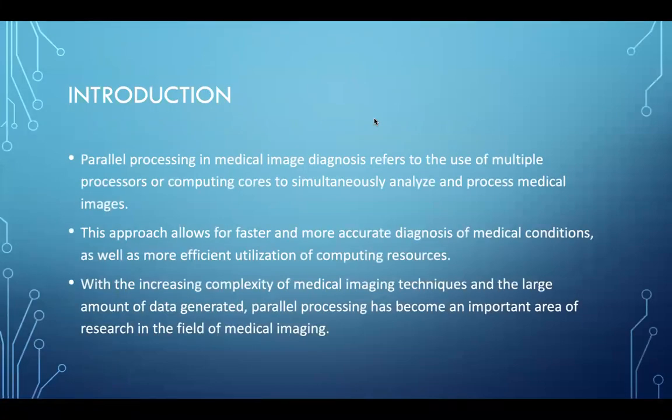Parallel processing in medical image diagnosis refers to the use of multiple processors or computing cores to simultaneously analyze and process medical images. This approach allows for faster and more accurate diagnosis of medical conditions, as well as more efficient utilization of computing resources. With the increasing complexity of medical imaging techniques and the large amount of data generated, parallel processing has become an important area of research in the field of medical imaging.